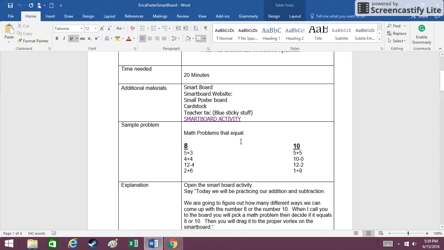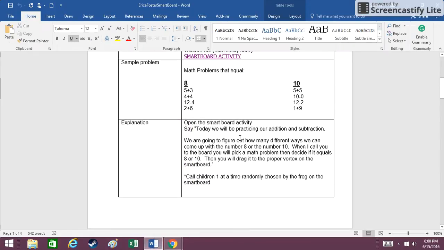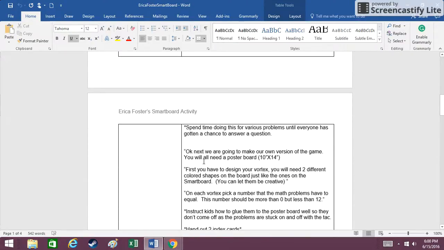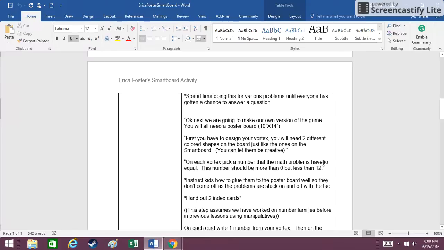We're going to make the same thing they just did, except it's going to be their own. So I would hand out the materials. We'd talk about the materials. They would need a poster board, which I would have one of the smaller size ones. And then I would let them design their vortex by picking different shapes and different colors. Depending on the amount of time and the behavior of the kids, we could spend a lot of time on it, a little time on it. It's not something that I want them to spend a lot of time on, but it's important that they make it their own. Then we talk about picking a number between more than 0 and less than 12.